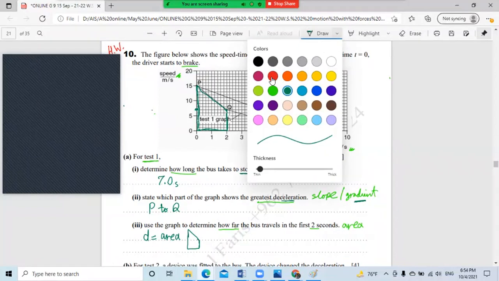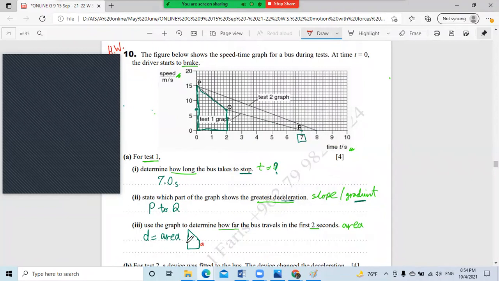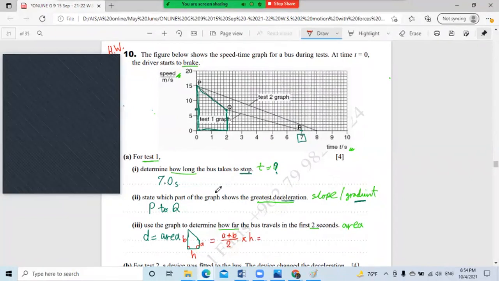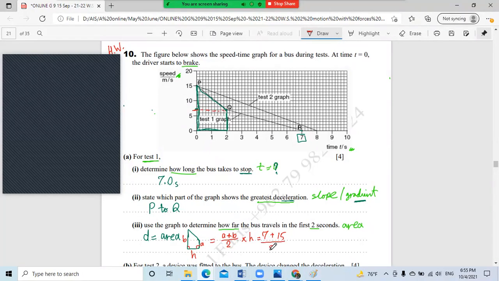Who can remember what the area equals? Yes, tell us. A plus B over 2 multiplied by what? H, right? I think it's half A plus B times H. Bravo. Half A plus B, or A plus B divided by 2, multiplied by H. So A is the height here, which is 7, plus B, which is the height here, 15, divided by 2, multiplied by the time, or the width from here to here, which is 2.